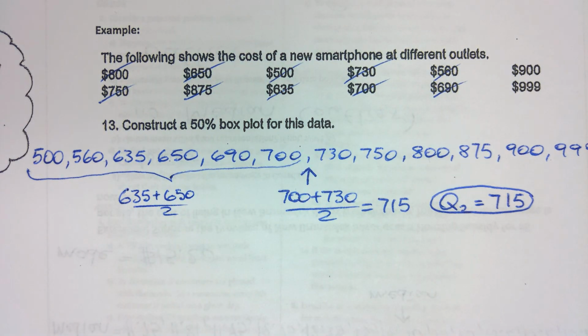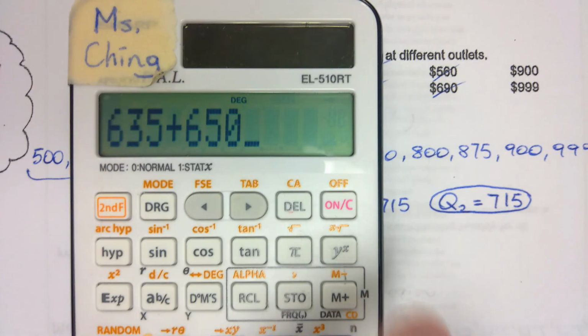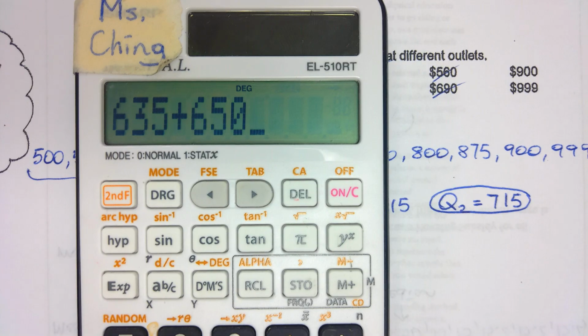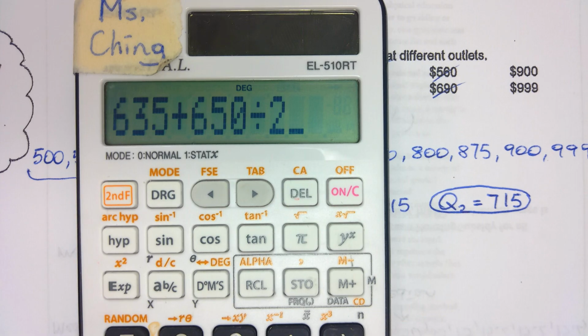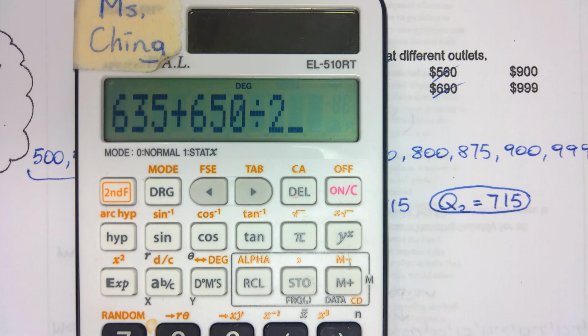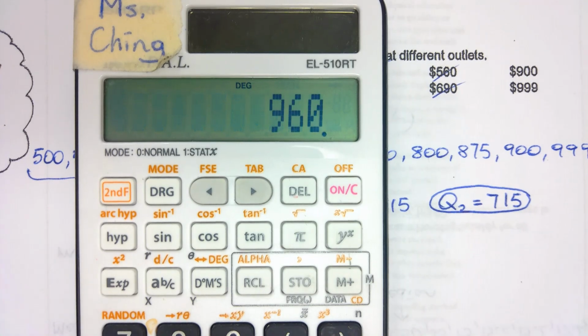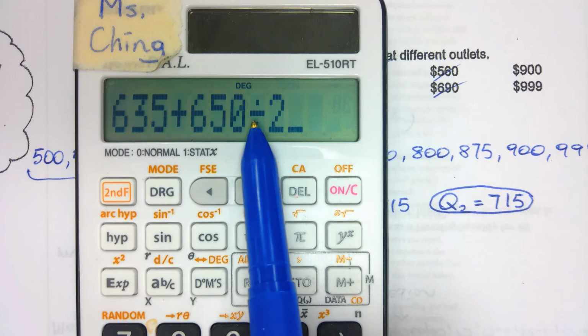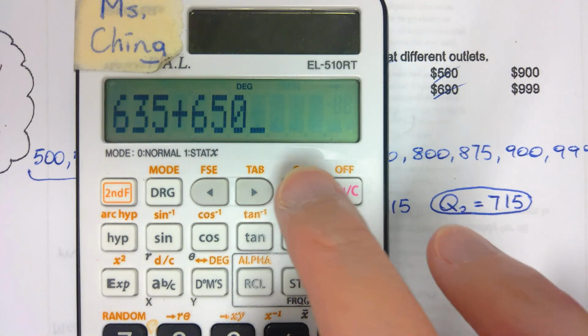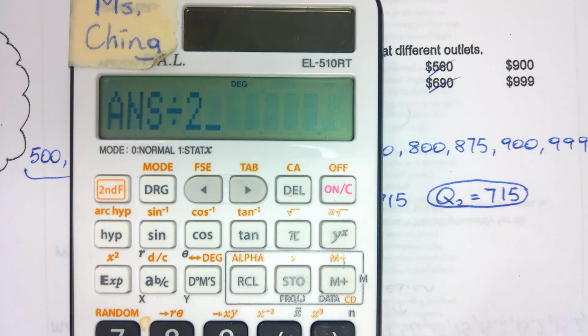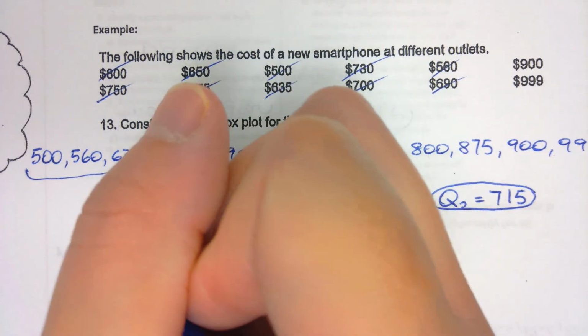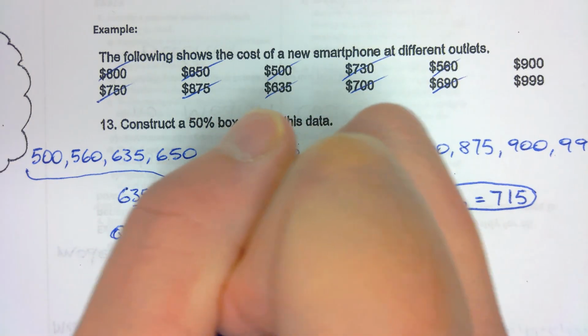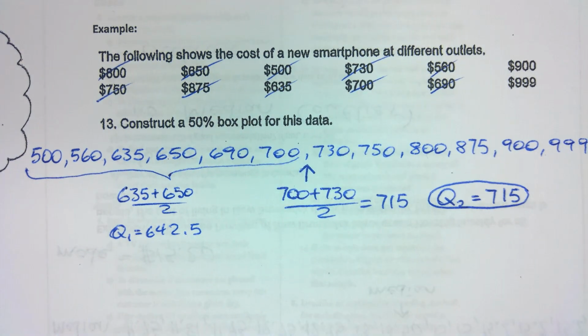635 plus 650. Oh, one more thing. When you do this on the calculator, 635 plus 650 divided by 2, what's wrong with what I put right here? Order of operations. If I do this, I'm going to get 960. That's not a number between 600 and 650, because your calculator only divided this and then added on. So press equal first and then divide by 2. So Q1 is 642.5. That's a common mistake people make without recognizing.